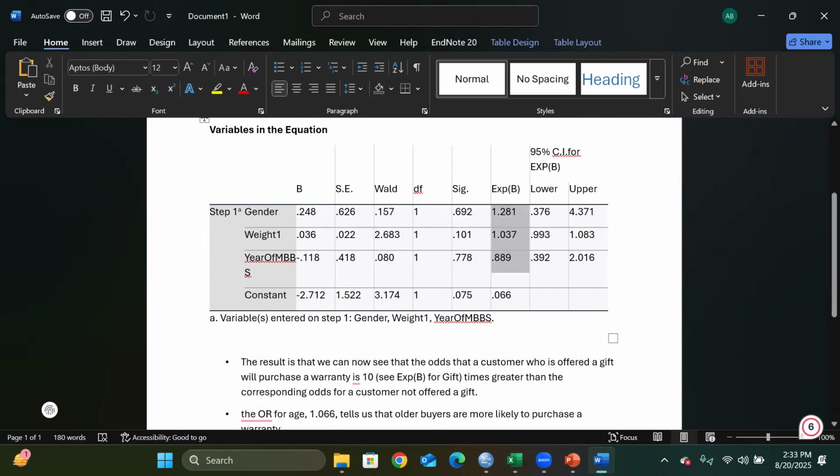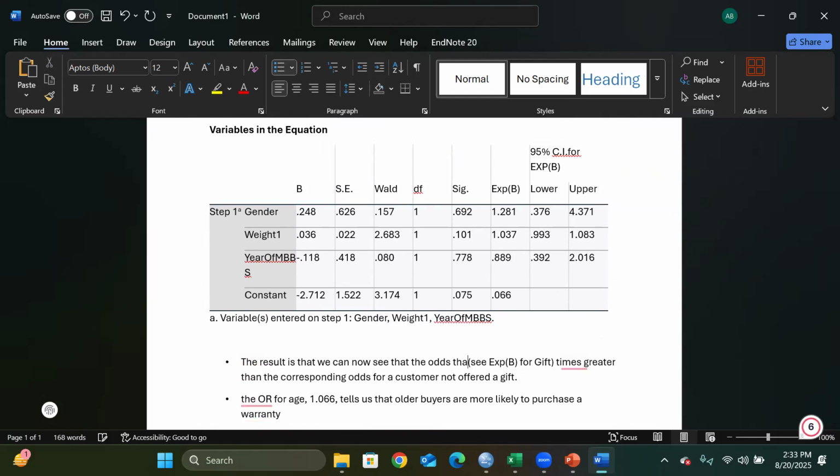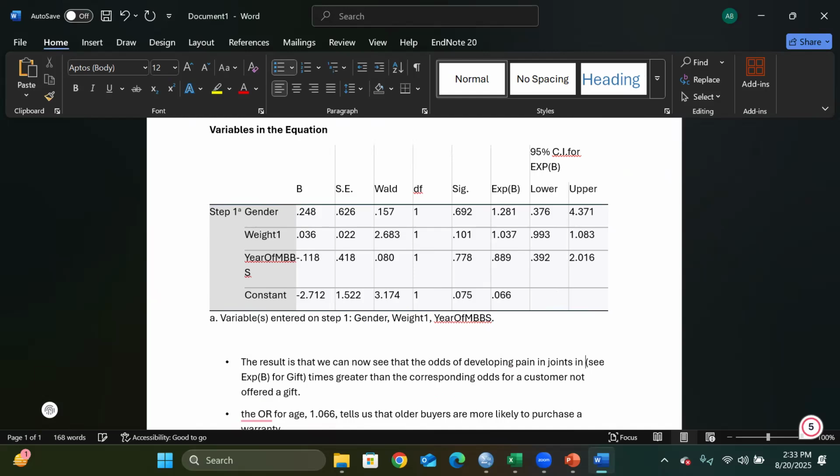These ones, okay? The odds of developing pain in joints in females, sorry, because we showed in our correlation beforehand, in females is 1.2 times as compared to males. We saw the correlation earlier also that the females were having more.